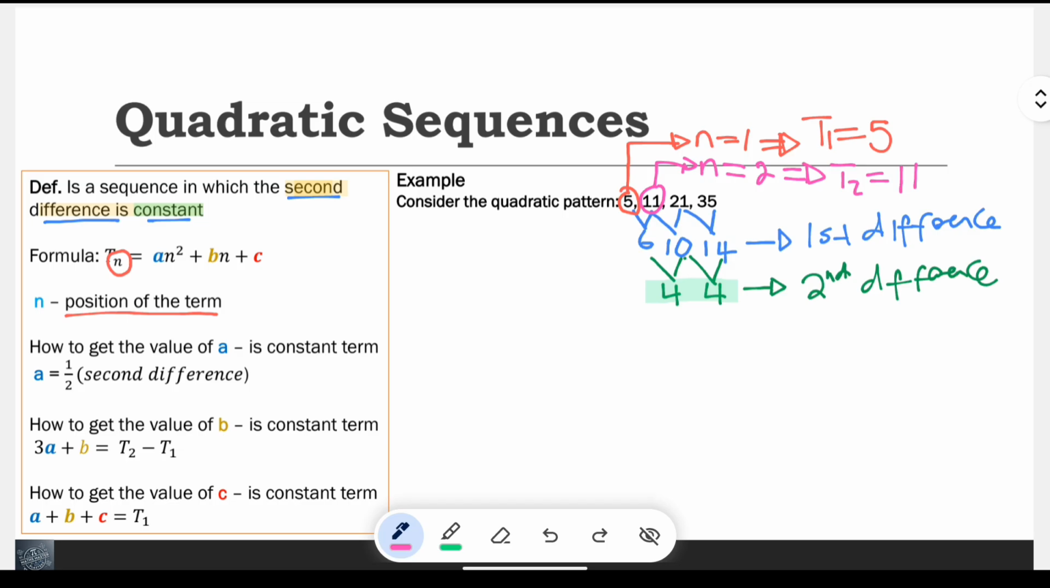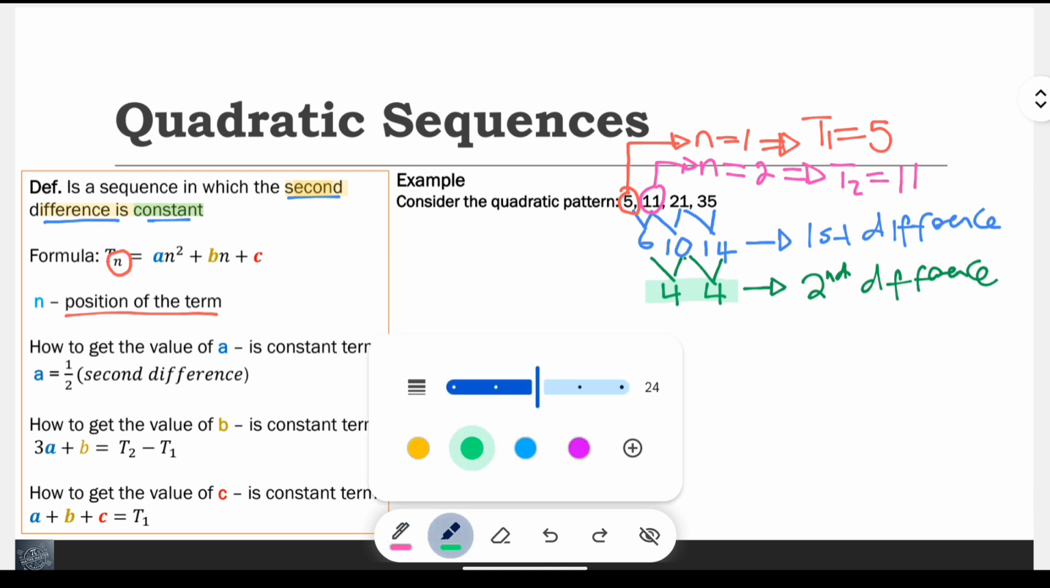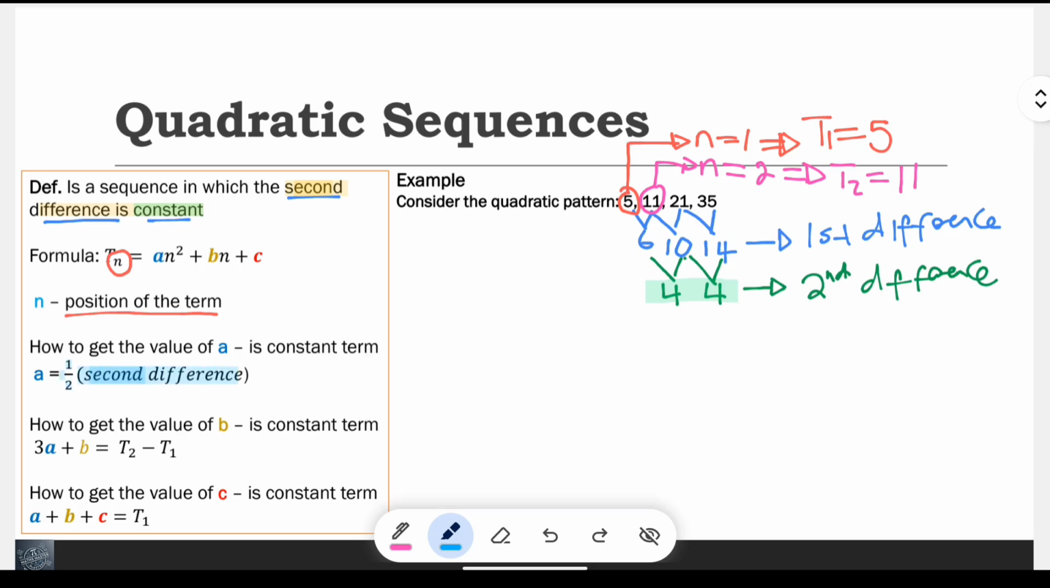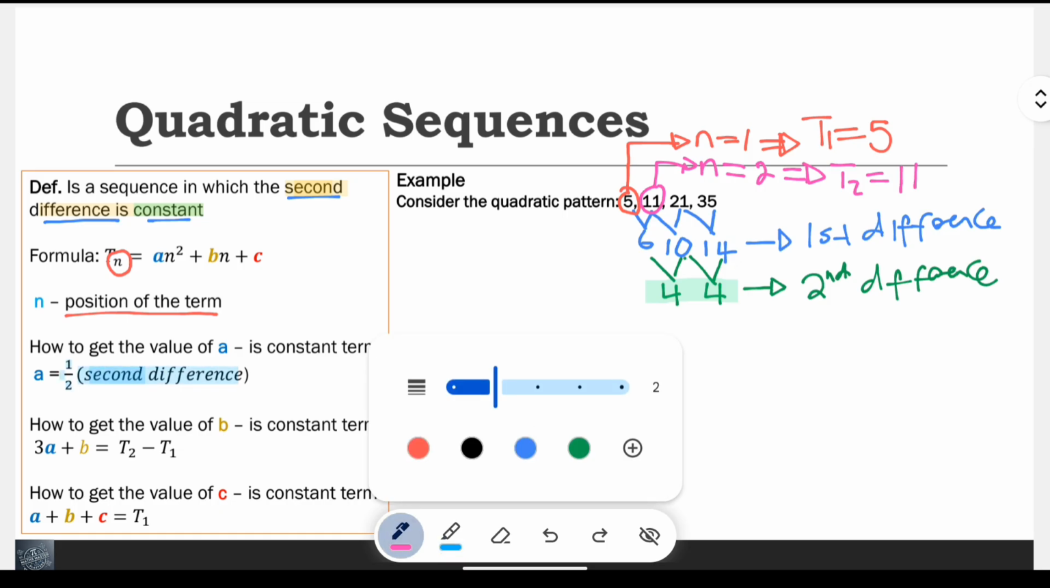So going forward, how do we get this value of a? The value of a is a constant. It's represented by a number. So how do we get it? Our a is equal to half of the second difference, and we have found our second difference up there, which is 4.